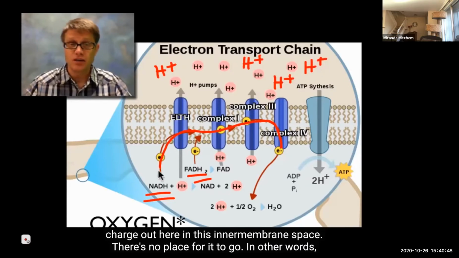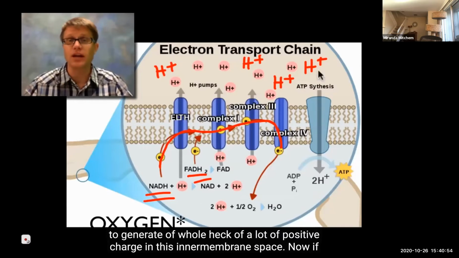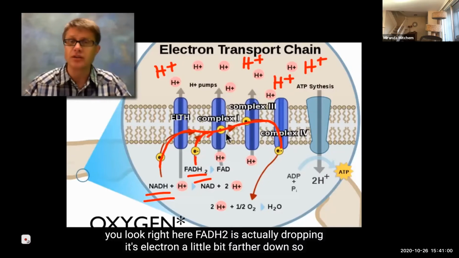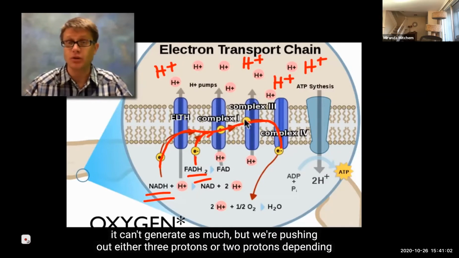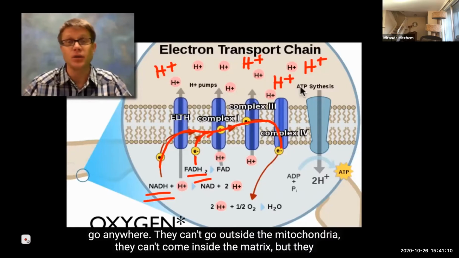In other words, every NAD that we drop off, we're going to move these electrons down, and we're going to generate a whole heck of a lot of positive charge in this intermembrane space. Now, if you look right here, FAD is actually dropping its electron a little bit farther down, so it can't generate as much, but we're pushing out either 3 protons or 2 protons, depending on if it's NAD or FAD. Okay, what happens to all of these protons out here? They can't go anywhere. They can't go outside the mitochondria. They can't come inside the matrix, but they can move through this.